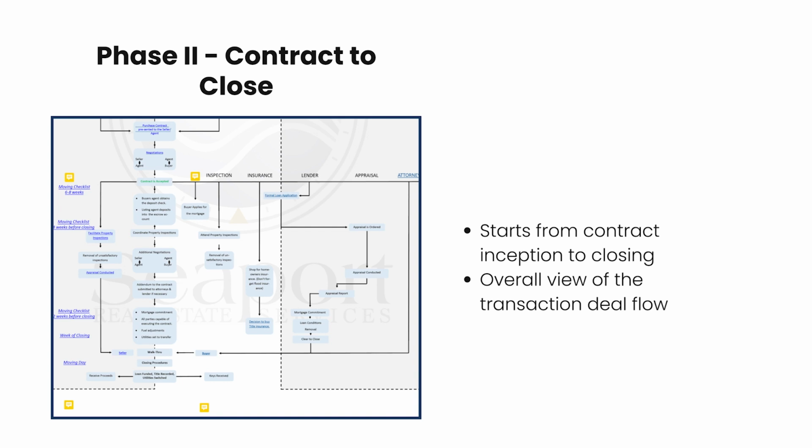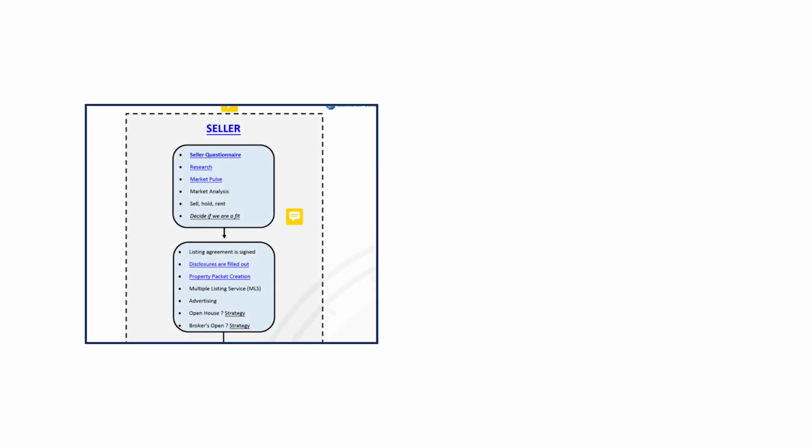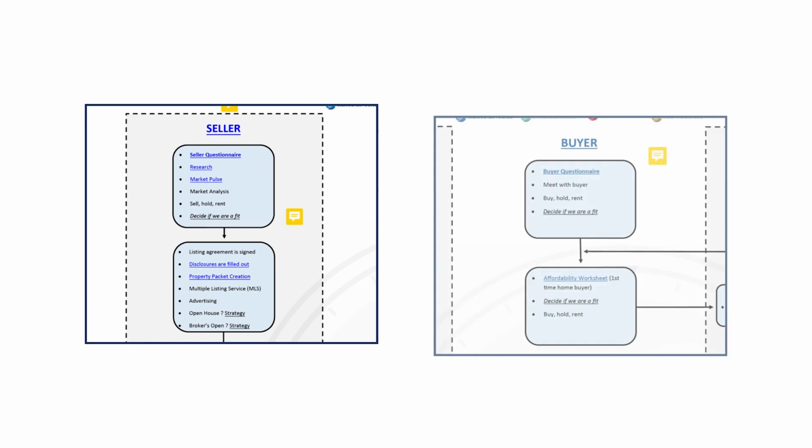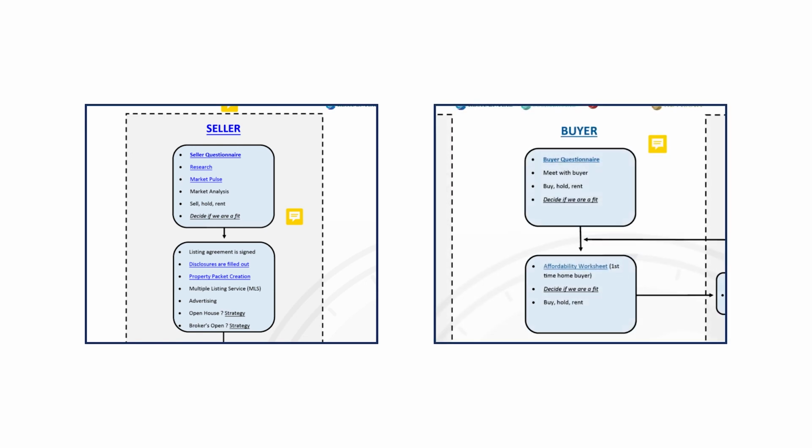Now, this is an overall view of the transaction deal flow, with the seller's portion of the transaction being on the left-hand side and the buyer's side of the transaction is located on the right-hand side. Now, notice that this form has been hyperlinked with questionnaires, forms, worksheets, checklists, and other documents that will keep you on point throughout the transaction.